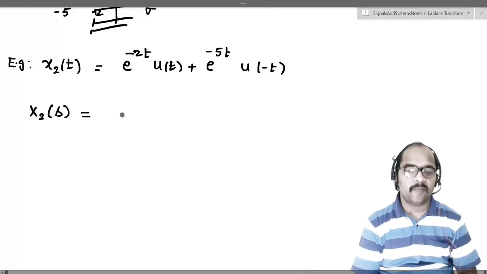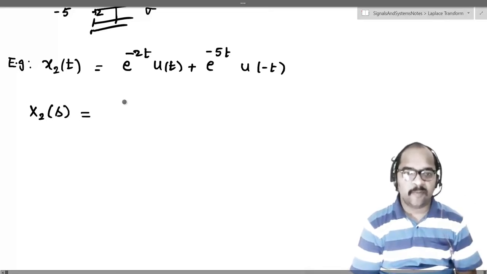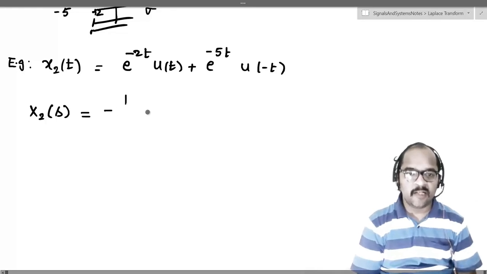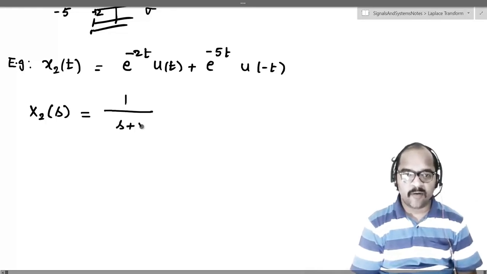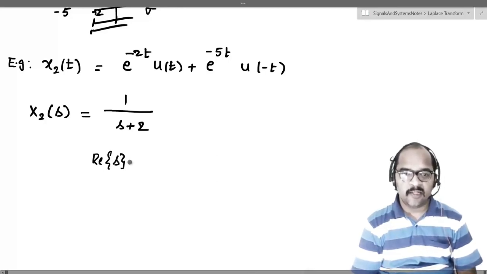X2 of s. We'll repeat the same thing we have done before, so pay attention to the example. You will get 1 by s plus 2, because the first term did not change. What would be the ROC for this term? It is real part of s greater than minus 2.